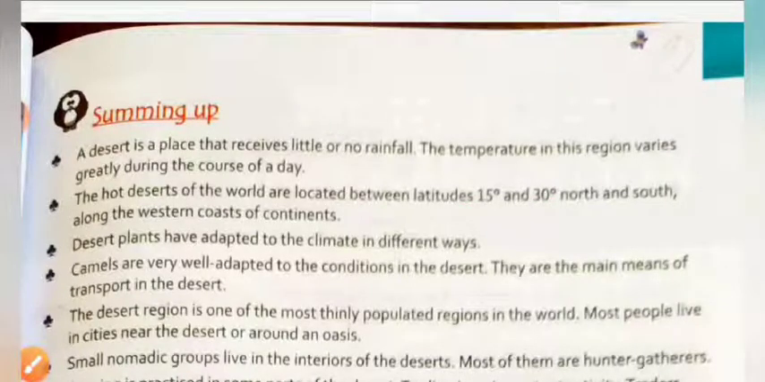Desert plants have adapted to the climate in different ways. Which plants are found in the desert region? They are adapted to the climate to survive in this region. They change their leaves into thorns, and their stems become very thick.